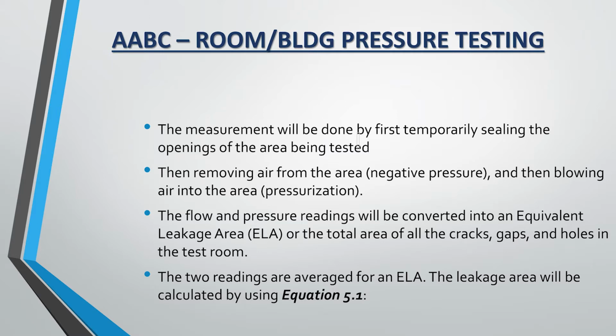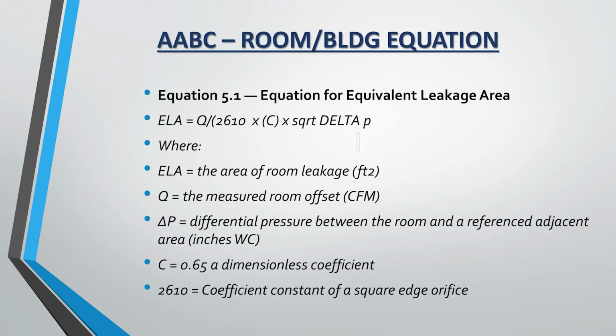When removing air for the negative pressure, then blowing air in for the positive pressure, that's step 2. Step 3, the flow and pressure readings will be converted into an equivalent leakage area, or an ELA, the total area of all the cracks, gaps, and holes in the test room. The 2 readings are averaged into a formula. That formula will follow. The formula is the equation for equivalent leakage area. Has everybody followed this or used this? You will if you ever start doing room building pressurization.